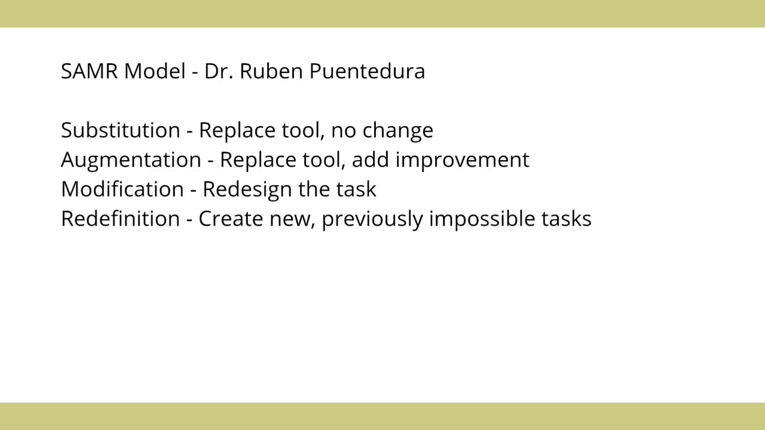The SAMR model is created by Dr. Ruben Puentedura to help educators evaluate how deeply technology changes or enhances the learning experience, from simply replacing traditional tools to completely transforming learning. First is S as substitution, which means the technology acts as a direct substitute for a traditional tool, for example, pen and paper, but with no functional change.